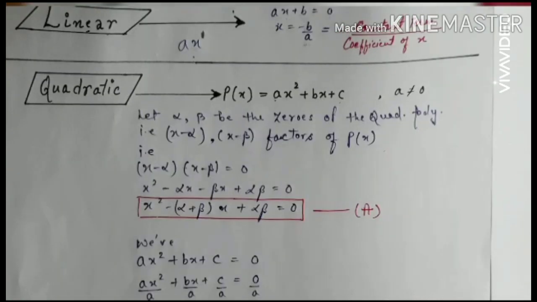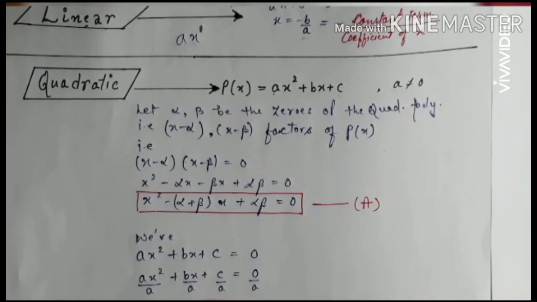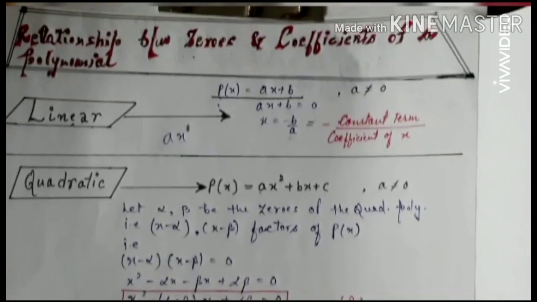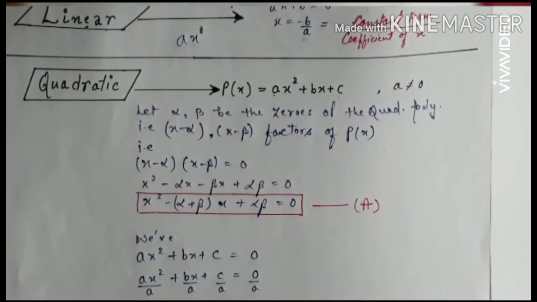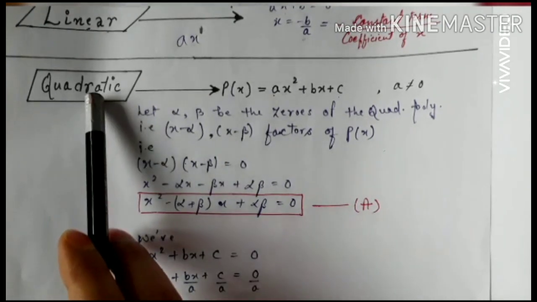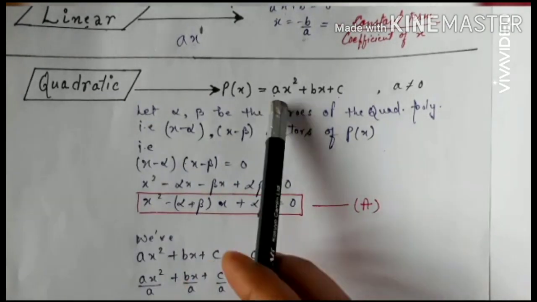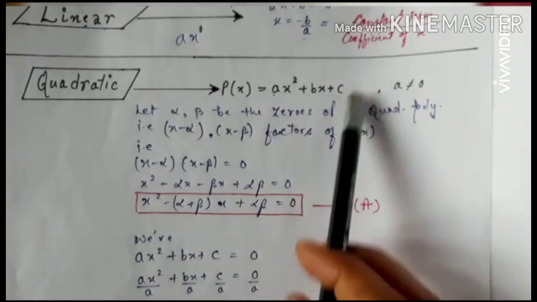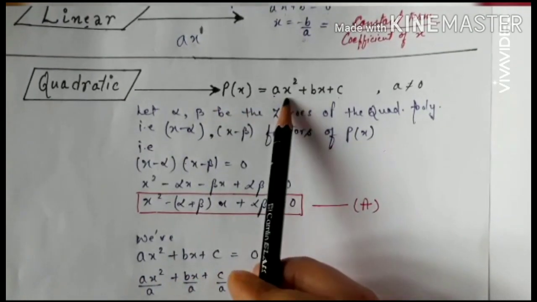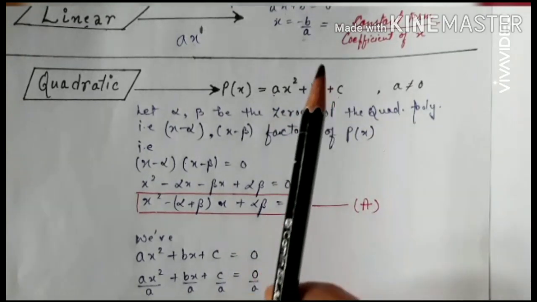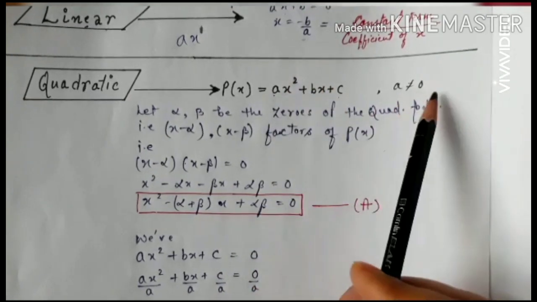Now this is for the quadratic. The relationship between zeros and coefficients for the quadratic polynomial. What is a quadratic polynomial? It is ax square plus bx plus c. It is the standard form of the quadratic polynomial, p(x) equal to ax square plus bx plus c, where the main condition is that a can't be 0.